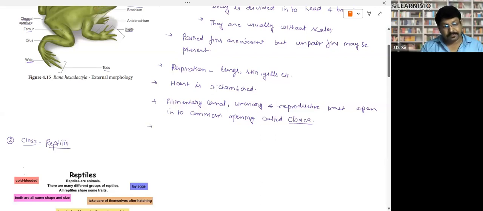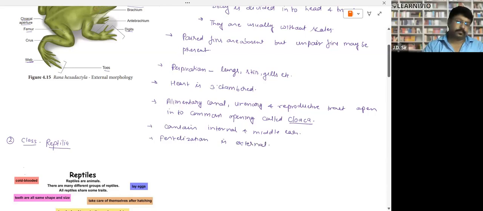And they contain an internal and middle ear, no external ear like us. Fertilization is external. What is the way of fertilization? I have told you. Note it down and tell me.